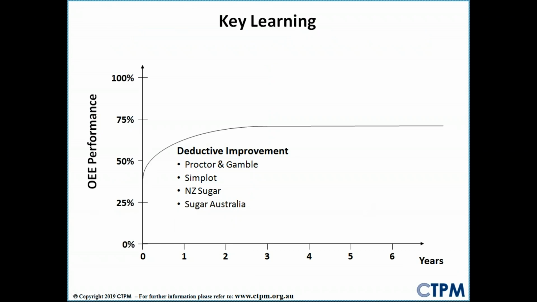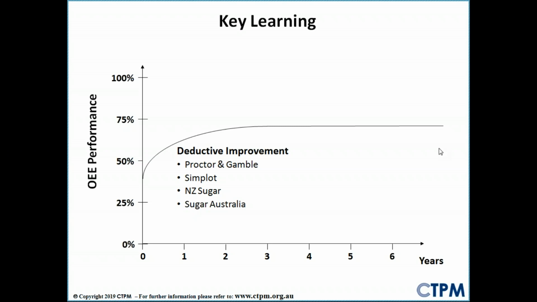However, what has been our learning from that? Well, what we found originally some 20 years ago at Procter & Gamble, and their experience, and then we saw it at Simplot, their experience. We've seen it at New Zealand Sugar, we've seen it at Sugar Australia, and I didn't want to make the list too long, but we've certainly seen it. And what happens is you take that approach, and every week you look at the top 3 or top 2, and you work on them for the week, and you knock them off, and you gradually get better and better.